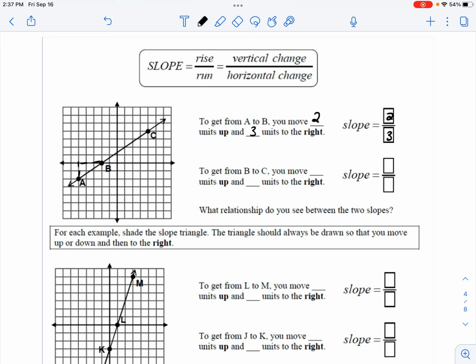You're going to go 1, 2, 3, 4, and then over 1, 2, 3, 4, 5, 6. So up 4 over 6. And what you'll see is this makes an equivalent ratio to 2/3. It's just doubled the distance. So when you simplify the slope, it's still going to give us 2/3.